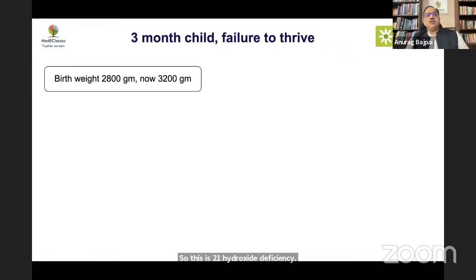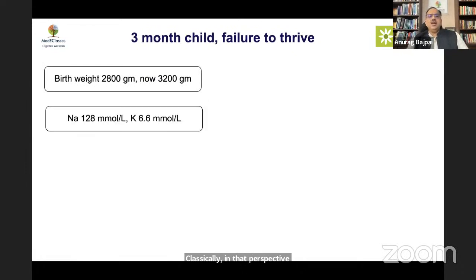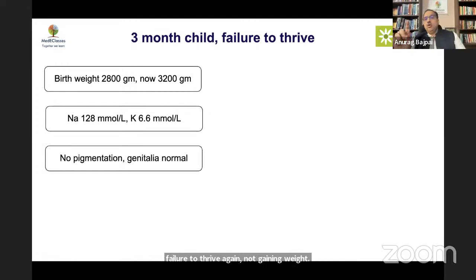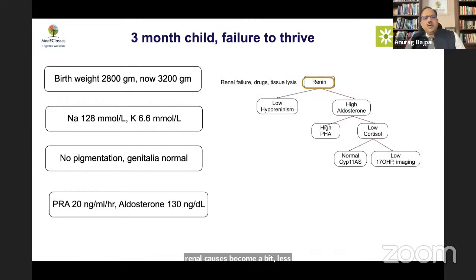3-month-old child with failure to thrive, again not gaining weight. There is hyponatremia and hyperkalemia. There is no pigmentation, genitalia normal. So adrenal causes become a bit less likely. We do a further evaluation.